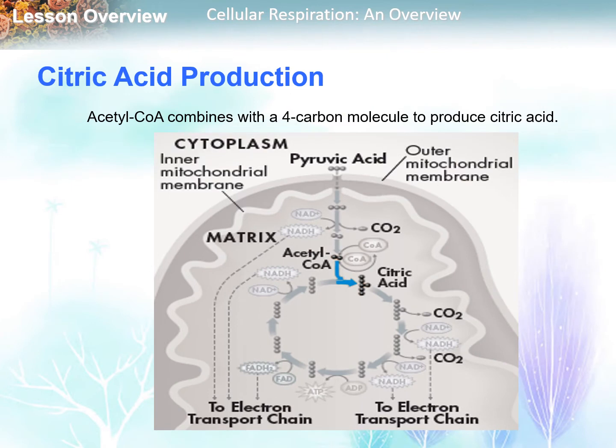This acetyl-CoA combines with a four-carbon molecule to produce citric acid. So again, from a two-carbon compound, it combines with a four-carbon molecule to produce citric acid. So that now becomes a six-carbon compound. So citric acid is a six-carbon compound.